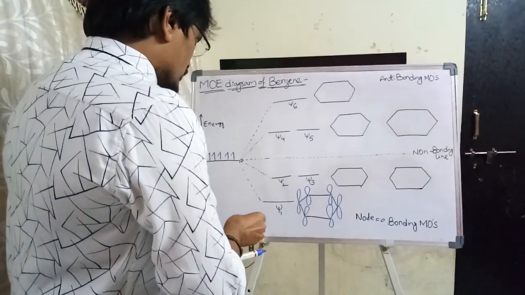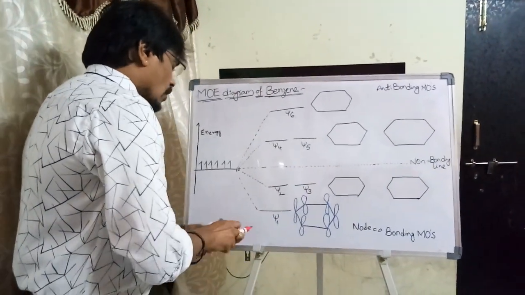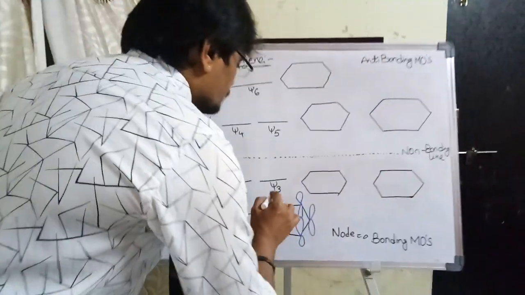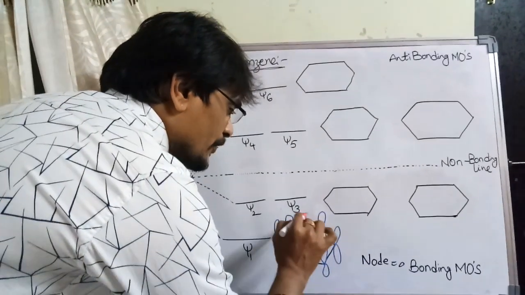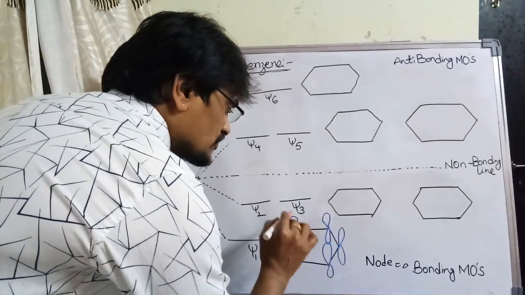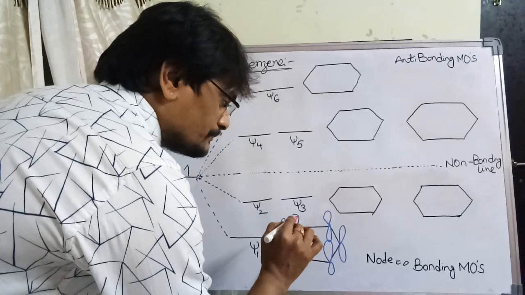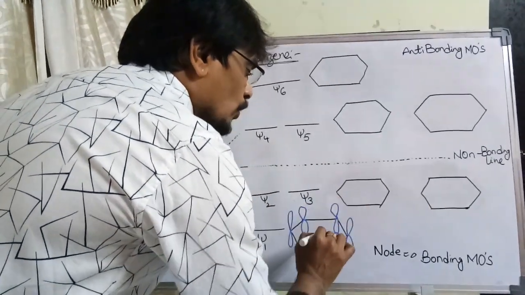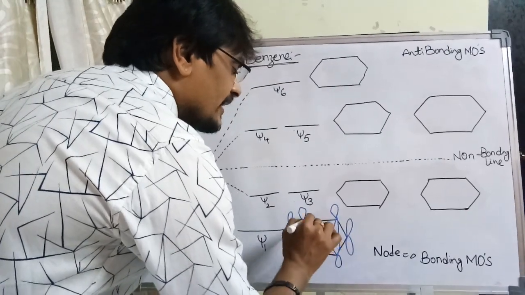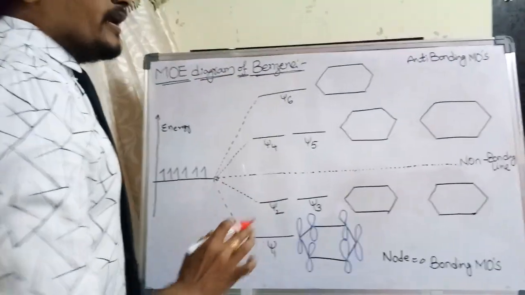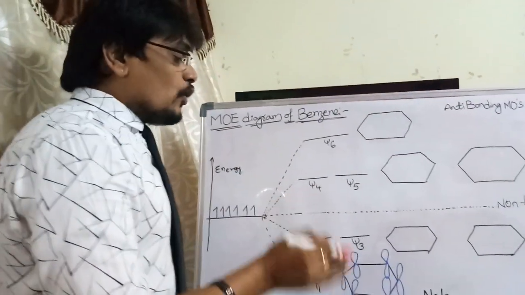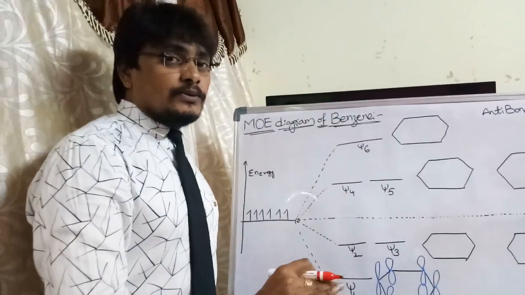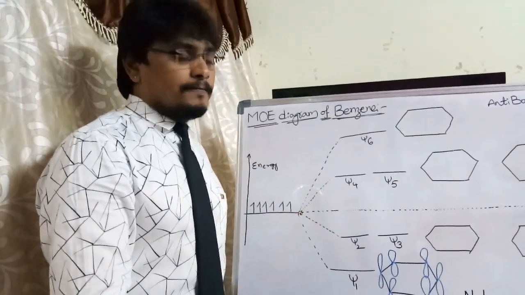So there is no need of any ambiguity over here. First of all, label the upper lobes. Once you label the upper lobes, automatically we can label the lower lobes. If the upper lobe is positive, then the lower lobe is negative. If the upper lobe is negative, then the lower lobe is positive, and vice versa.